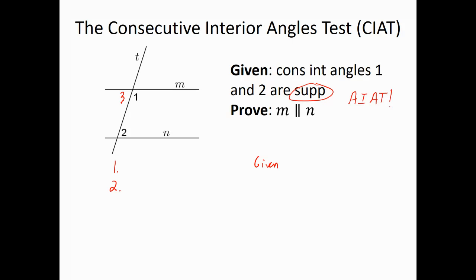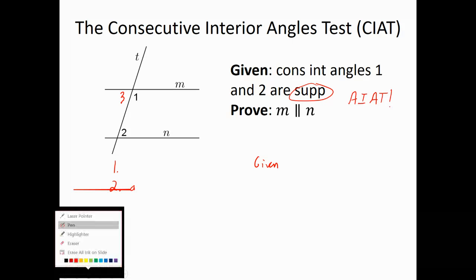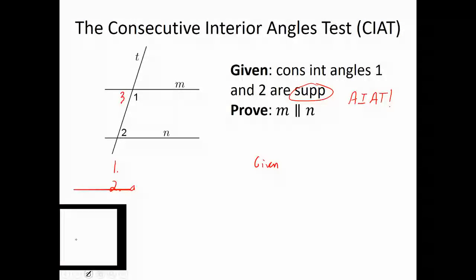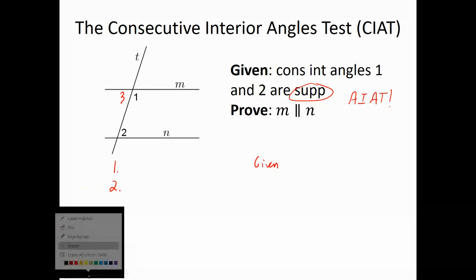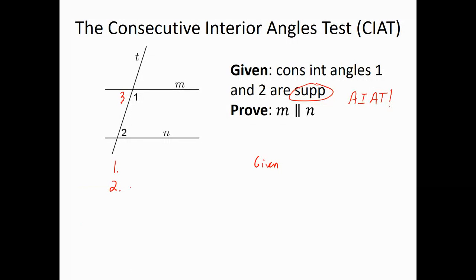All right, so let's see. How will we apply the alternate interior angles test? Well, we must prove that angles 2 and 3 are equal. Okay, and how are we going to do that? Here's how. Notice the relationship between angles 1 and 3. Angles 1 and 3 are clearly a linear pair.